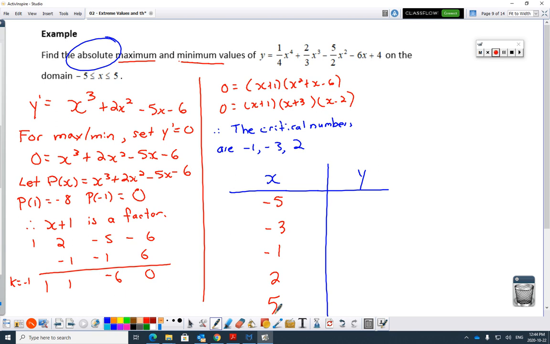And then it's a pain. You just got to sub these all into the original function with the fractions to find out all these individual things. Well, I'm going to do them all.